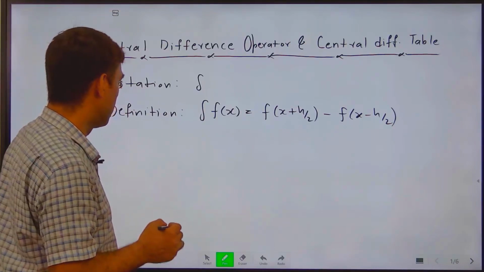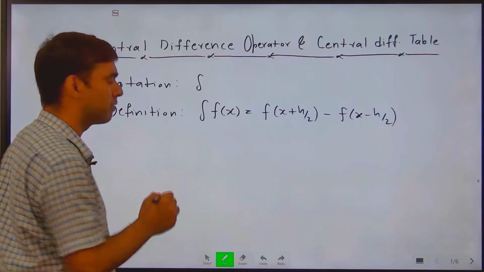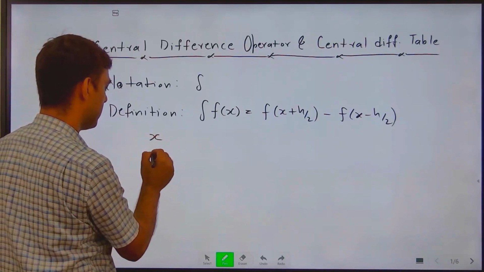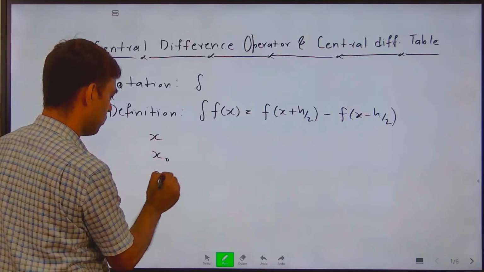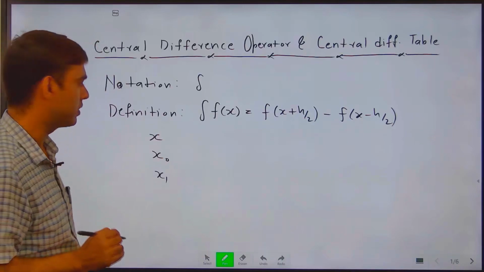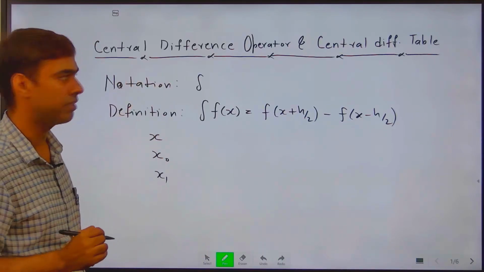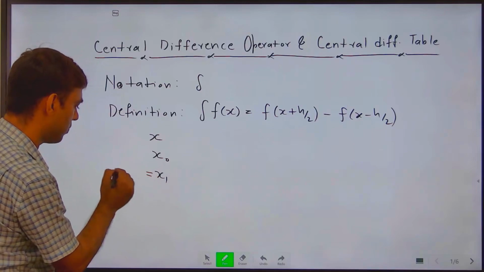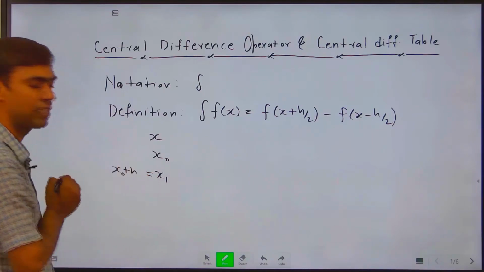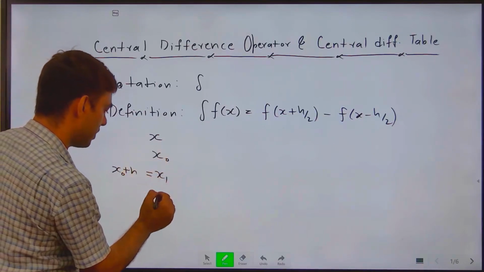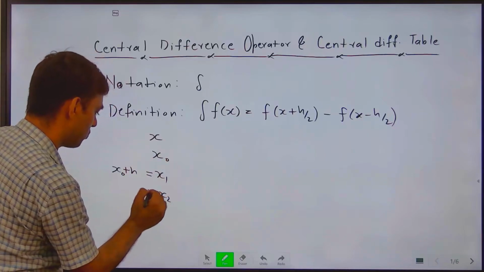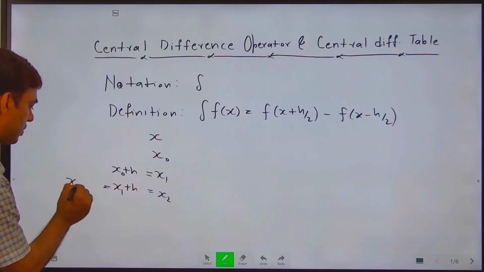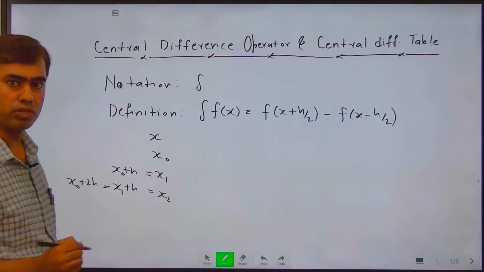So if we have data in terms of x and f(x), for example, suppose we have data x0, x1, and we may also write, because here we are going to define the central difference operator and central difference table for equal class interval, x1 equals x0 plus h. So x0, x1, similarly here x2, we may write x1 plus h or x0 plus 2h. This one is x2.